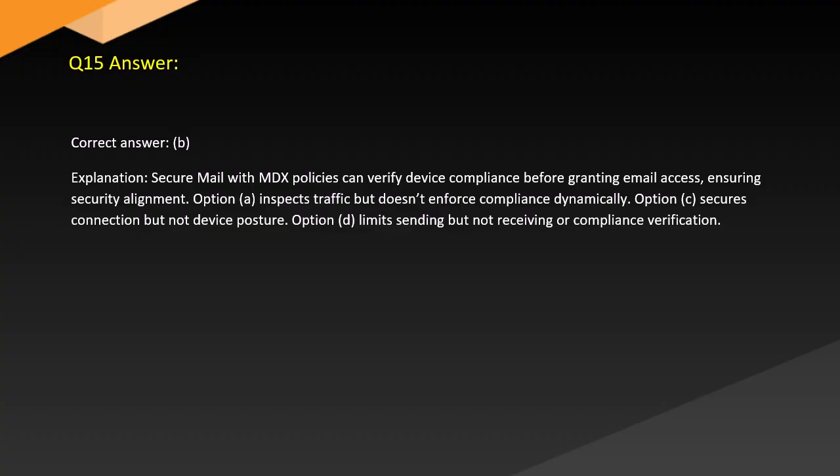Answer. Correct answer: B. Explanation. Secure Mail with MEX policies can verify device compliance before granting email access, ensuring security alignment. Option A inspects traffic but doesn't enforce compliance dynamically. Option C secures the connection but not device posture. Option D limits sending but not receiving or compliance verification.